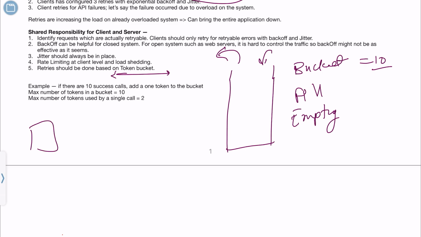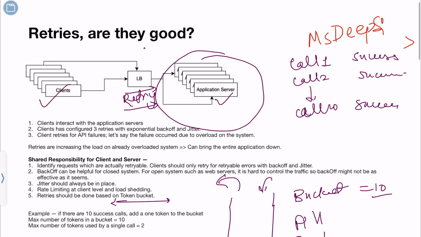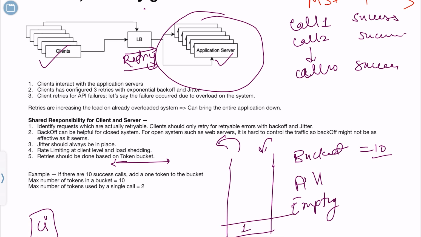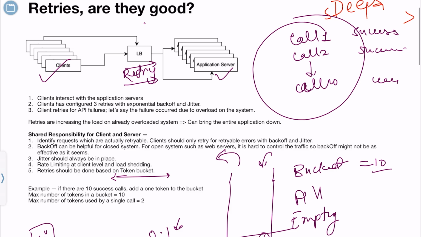We have your client, which we have already drawn here, and this is your application server. Let's say you have invocation 1, call 1, and it is a success. Once you have 10 successes, call 10 success, you add a single token to the bucket. You can just say that every time a success is made, 0.1 is added to the bucket. So you have 0.1, then 0.2, 0.3, and finally you reach token 1. So once you have 10 successful calls, you add 1 token to your bucket.